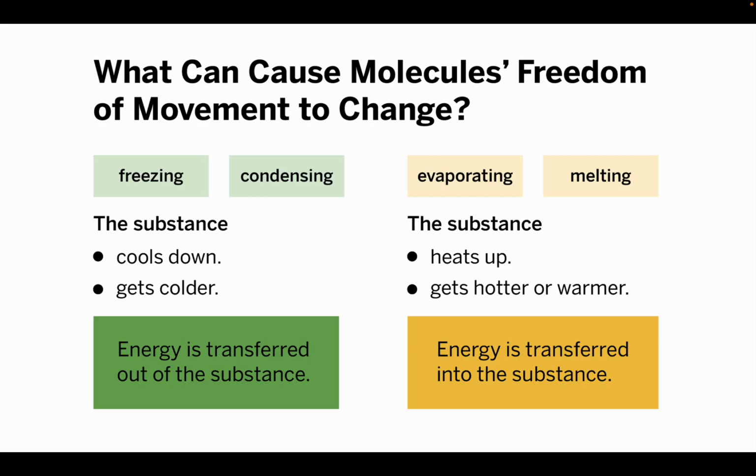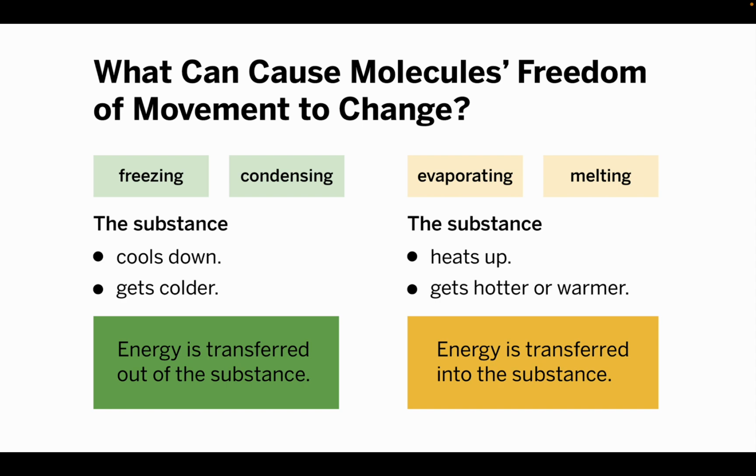All right. So yesterday we talked about what can cause molecules' freedom of movement to change. And we had several different activities that we did in the sim. And essentially this is what it comes down to. We have the 4 different phase changes. We've got freezing and condensing, and we have evaporating, and we have melting. Now, if we're thinking about what can cause molecules' freedom of movement to change, basically the substance is going to cool down, or if it's already cold, it gets colder for freezing and condensing. And that means that energy is being transferred out of the substance.